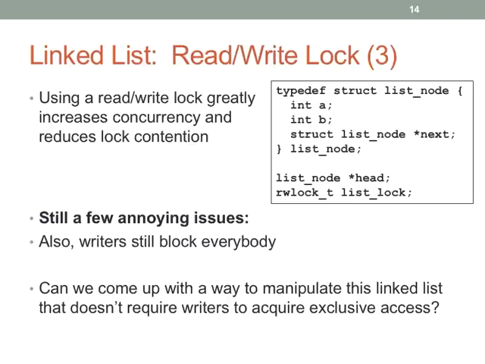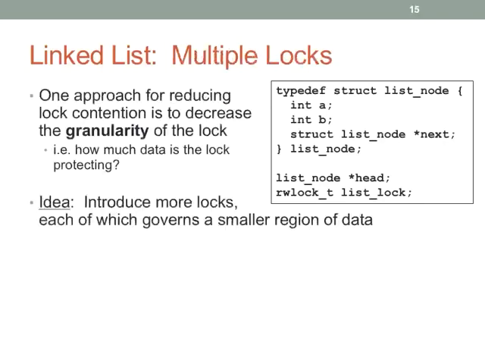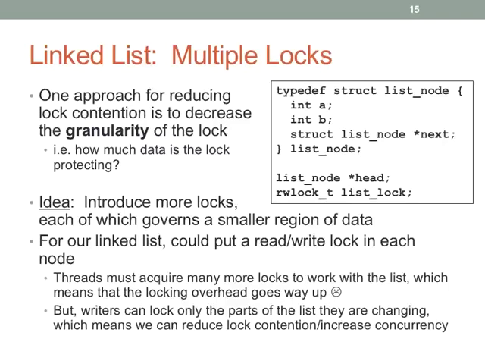It goes up a lot, especially with this approach. If I have 45 nodes in my list and I want to traverse the list, now I have to acquire 45 read locks. That's pretty lame. Before I only acquired one. So this is what I just talked about: we have more locks, each governing a smaller region of data.